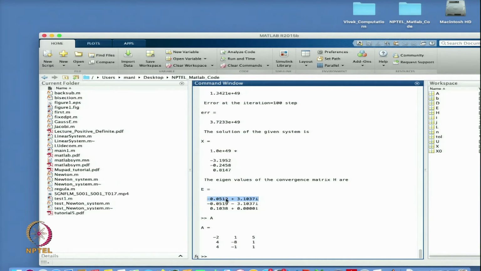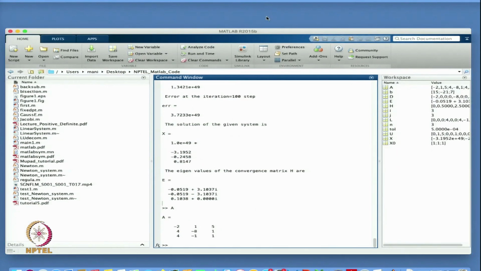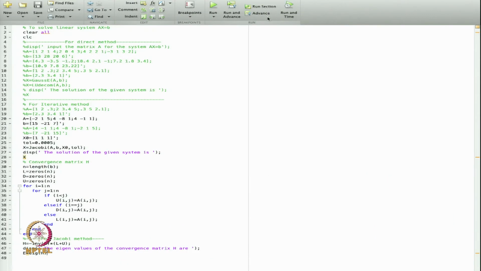If you see, for this value the imaginary part is 3, and for this the value is 0.1. The real eigenvalue is okay, it's 0.1, but the method is not converging, so I cannot talk about this one. Now if it is not converging, let us do the interchanging of the rows. Now I change the rows. Now let us write this one.